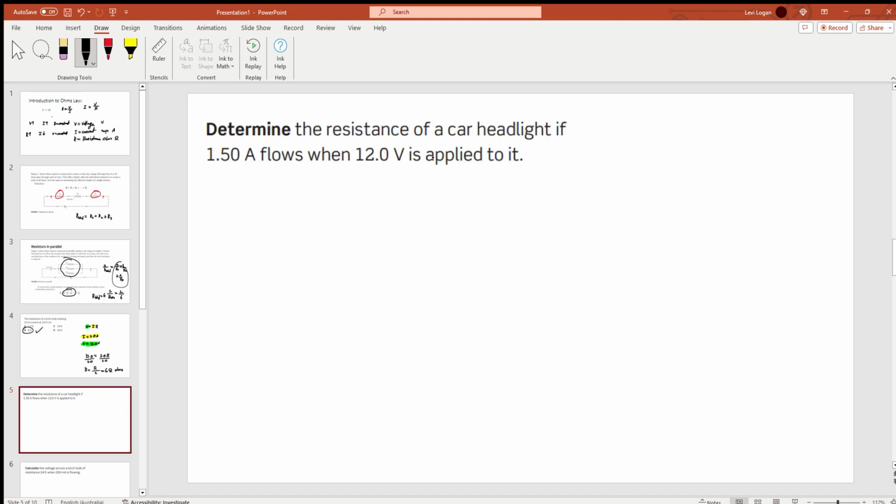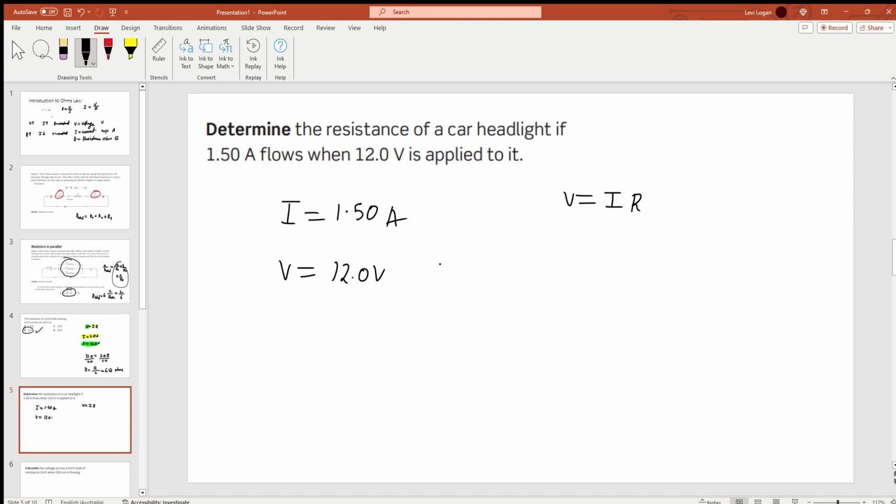Right. Determine the resistance of a car headlight if 1.5 amps flows when 12 volts is applied to it. Okay, so it's a very similar situation. So Ohm's law, V equals IR. We're trying to find R again. So we've been given current, which is 1.5 amps. And we've also been given voltage. So voltage is 12 volts again.